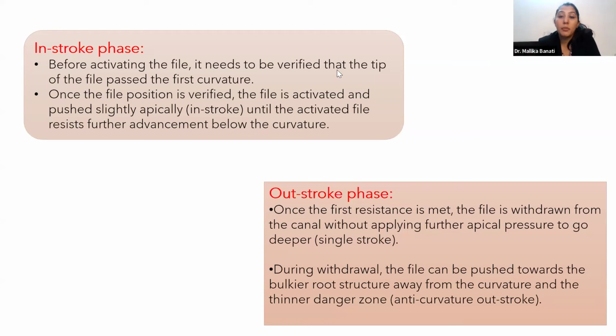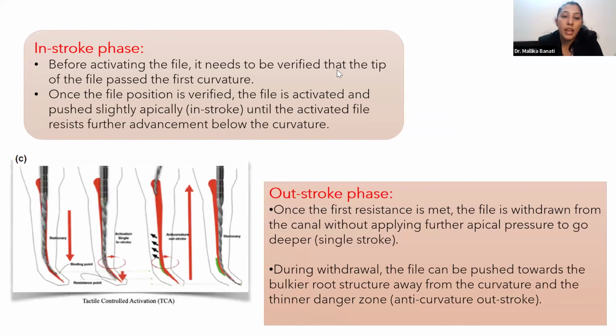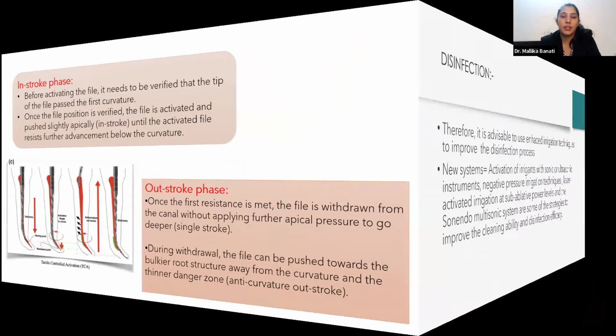During withdrawal, the file can be pushed towards the bulkier root structure, away from the thinning danger zone of the teeth. So if you can see here, you are supposed to take it out from here. This is the danger zone here, because if you're trying to pull out the file in a single motion and it tries to cut the dentin in the internal portion, there is a very high chance of a strip perforation here, and that is exactly what we don't want for such cases.